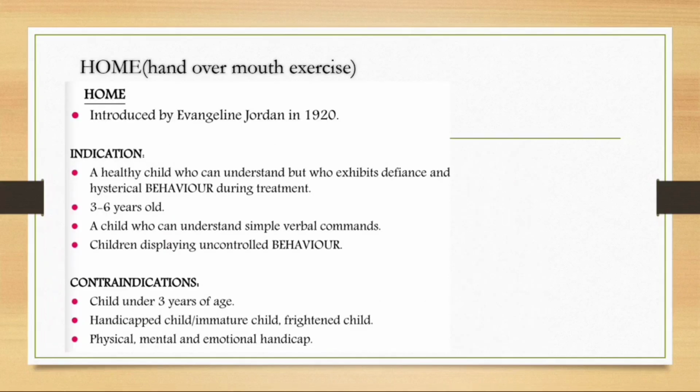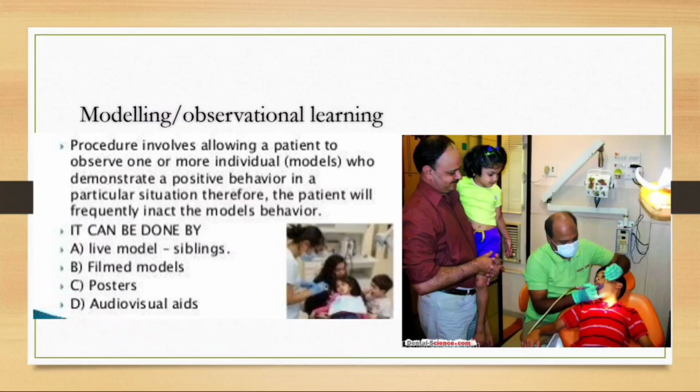Then we have HOME, that is already explained, hand over mouth exercise, introduced by Jordan in 1920. Indicated in 3 to 6 year old child who exhibits defiance and hysterical behavior, and they can understand the simple verbal command, and they display uncontrolled behavior, but it is contraindicated in less than 3 years and handicapped and physically and mentally challenged students, I mean the kids.